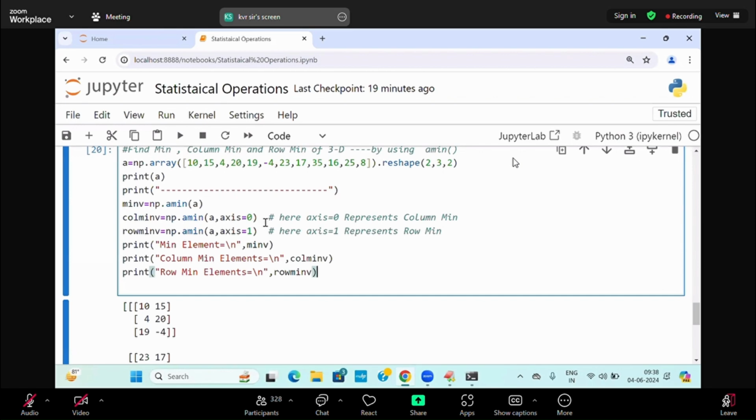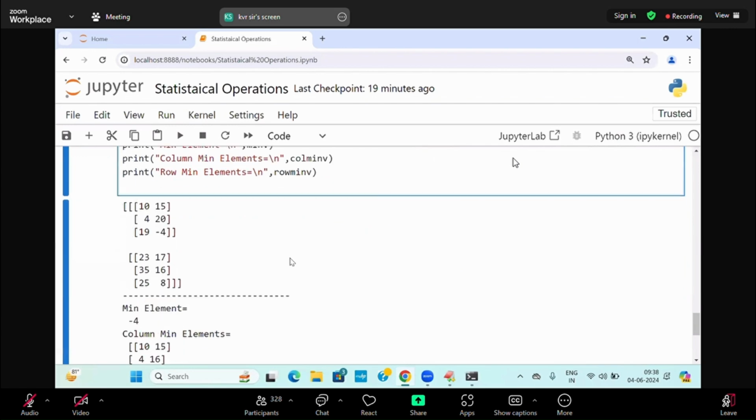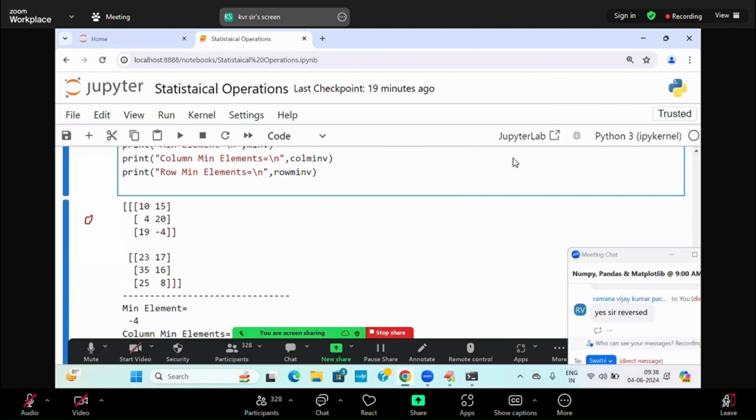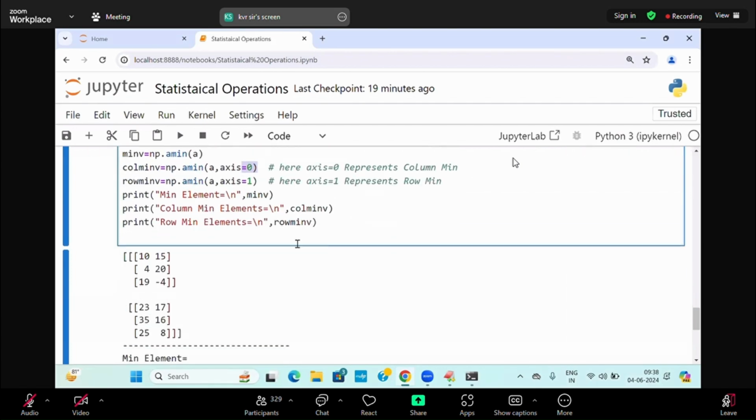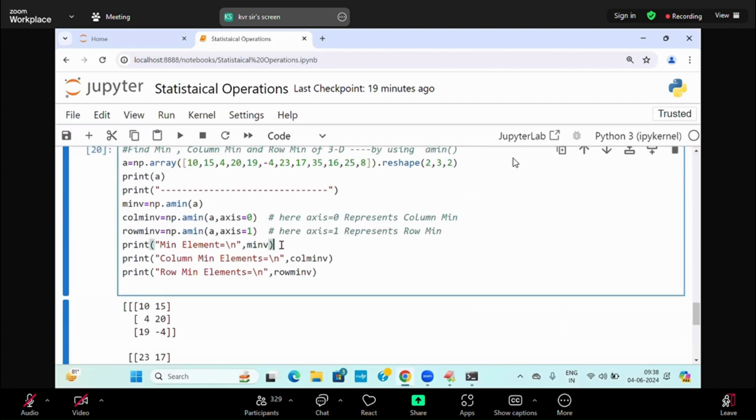Axis is equal to 0 represents what? Column min. This 0 represents this matrix. And here it is going to be like this. In this place, what is happening here? In this place, you are supposed to get it. Yeah, it is reversed, I think so, students. Is it getting reversed now? So I will take it here. Row. Don't feel difficulty, students.